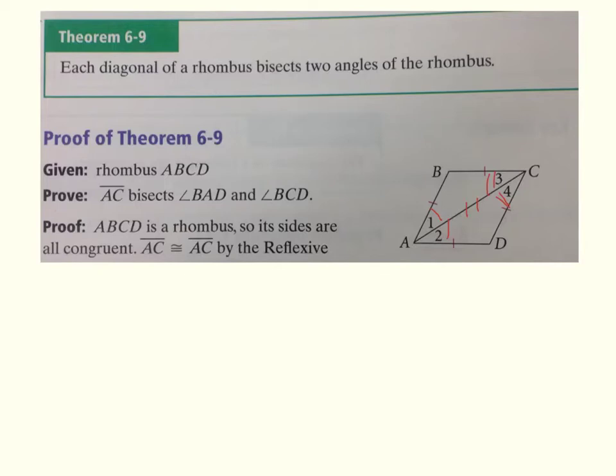And then we would use the exact same argument for diagonal BD. With that, we would get that to bisect angle ABC and angle ADC as well by getting those other two triangles congruent.